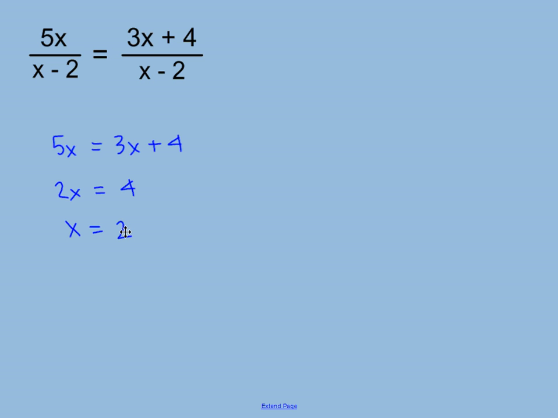When I look at my domain restrictions, x is not allowed to be equal to 2. That means that I cannot use this answer. This answer is called an extraneous solution. If that comes up where you've crossed out every single possible x that you have because it's a domain restriction, then you're just simply going to write no solution. So there is no value for x that would be true in this equation.